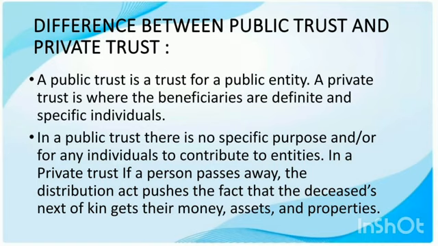While in a private trust, the beneficiaries are defined and are specific individuals. It means you can name anyone as your trustee or beneficiary. The beneficiaries are often individuals, such as your family and relatives, or a very close friend. In a public trust, there is no specific individual to contribute to, only entities. This means that when an individual passes away, none of their assets or money will go to any entities unless specifically stated in their will and legal documents.